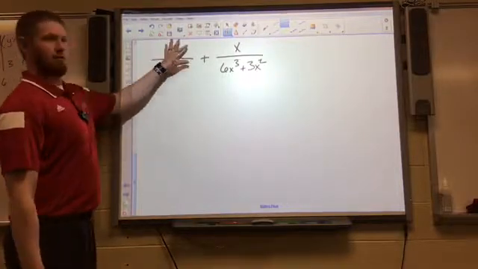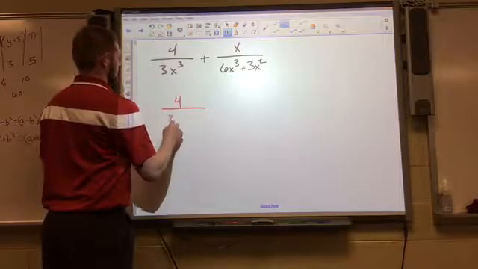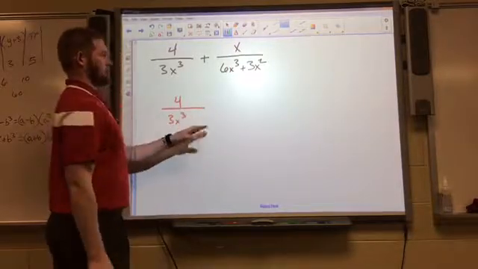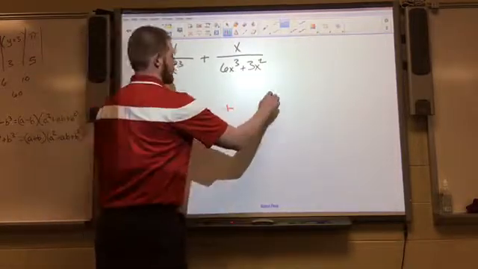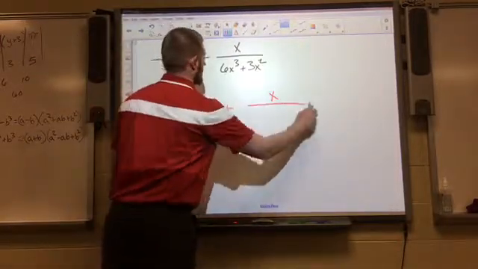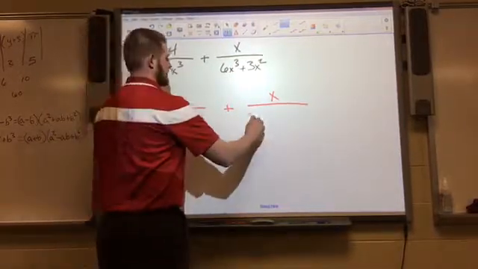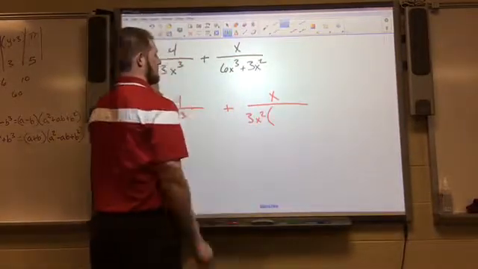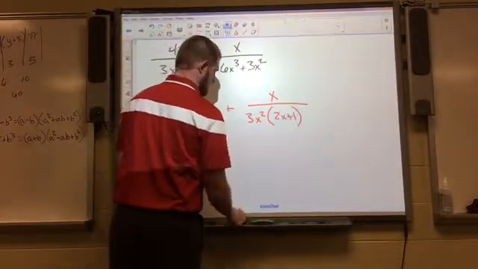I can't do anything here, right? So I have 4 over 3x cubed. I'm giving myself a little bit more space because I know I'm going to have to put some extra things in here. Plus x over, what can I take out of both of these? 3x squared, which I'm left with 2x plus 1. Okay.